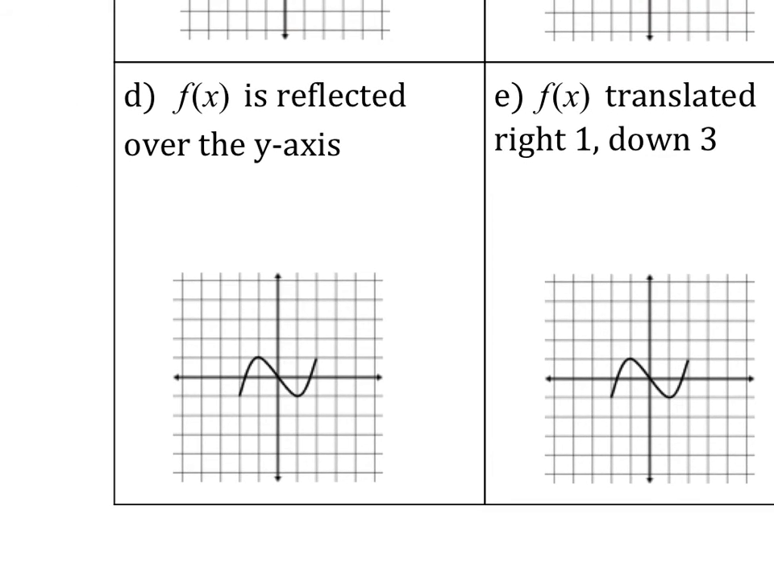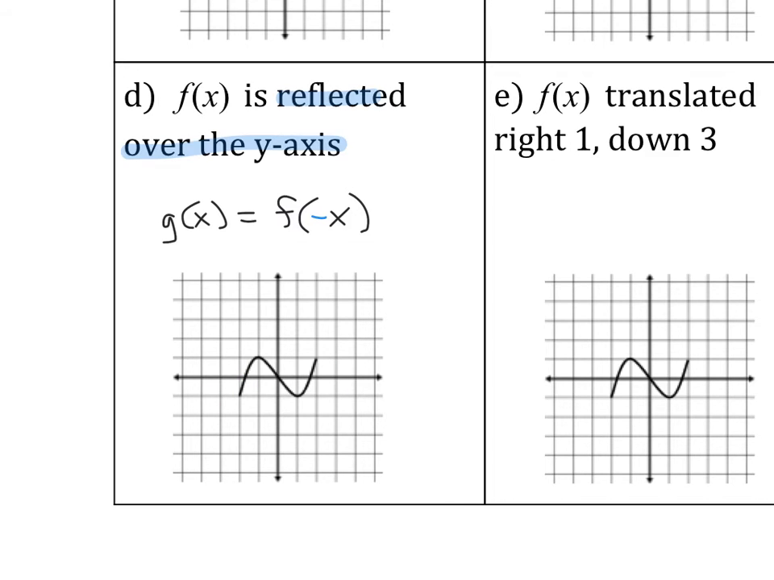All right, let's look at example D. So here, f of x is reflected over the y-axis. So remember, if we want to reflect over the y-axis, we need to multiply the x by -1. So we can say g of x equals f of -x, which will cause a horizontal type reflection.